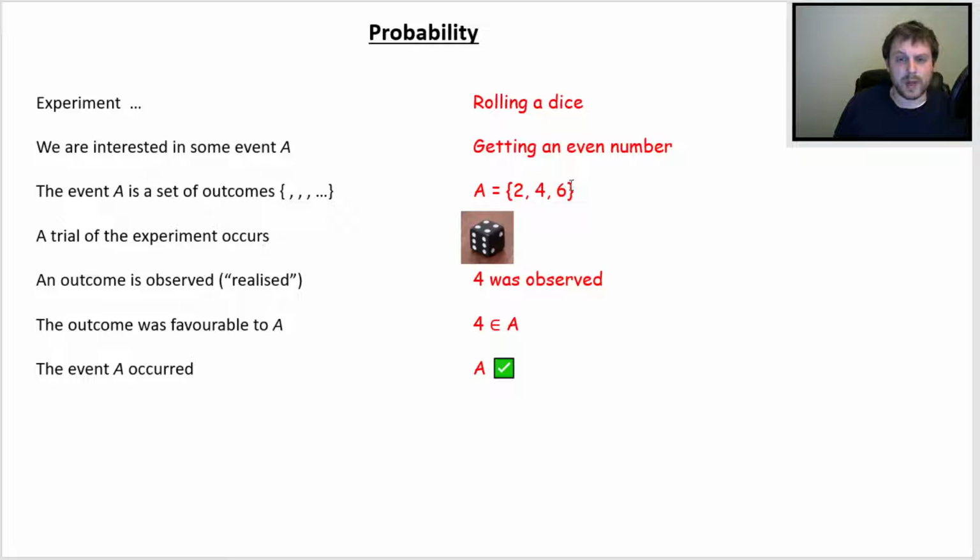And therefore, those are the outcomes that actually make up the set, which is what A is. Okay, so then we roll the dice. That's us doing a trial of the experiment, and we see we got a 4. So a 4 was observed, and since 4 is an element of the set A, this is the symbol for being an element of, or being a member of, we would say that the outcome was favourable to A, and therefore that the event A occurred. So A gets a big tick, it happened, right?